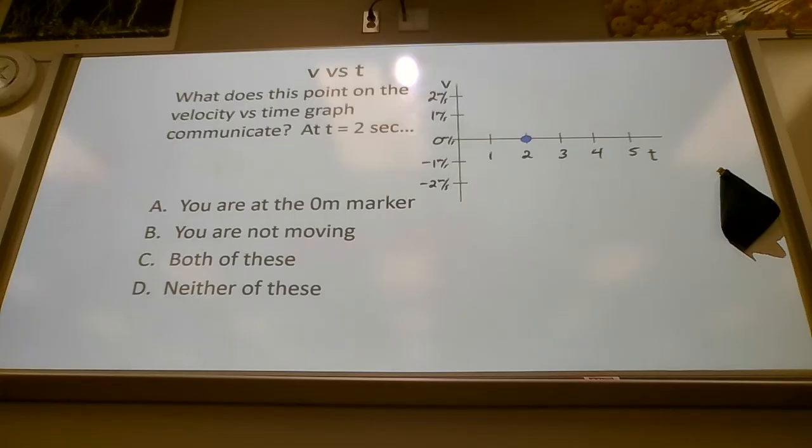Okay, so there's some things that velocity versus time graph tells us, and there's some things that it doesn't tell us. It does not tell us location. Okay?